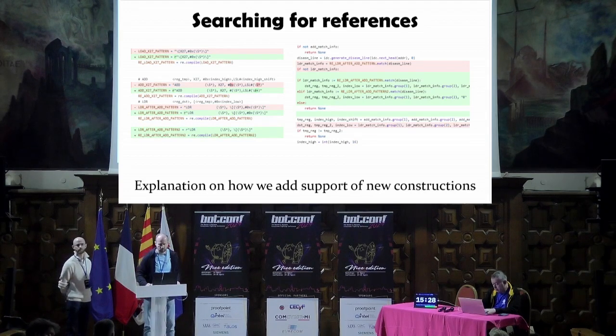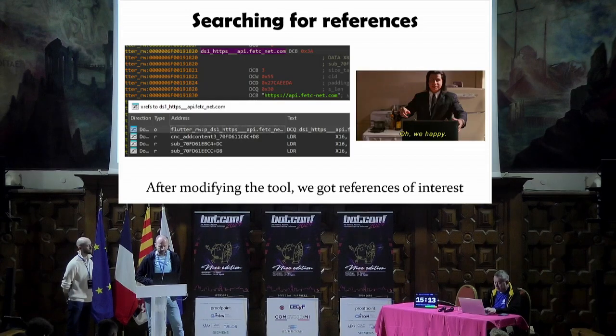The Flutter Redemo code is quite straightforward, so adding support for a new construction looks like easy peasy. We just need to change or add some regular expressions and incorporate some ifs and elses into the Python code. And finally, we came to the reference we were looking for. Now we analyze the functions that reference this CNC URL.